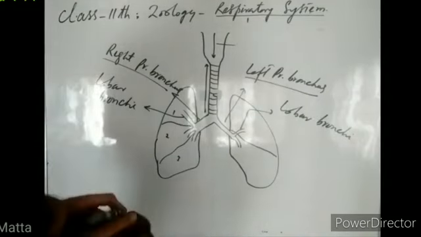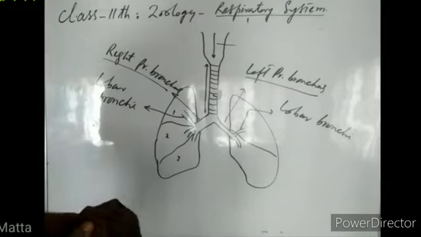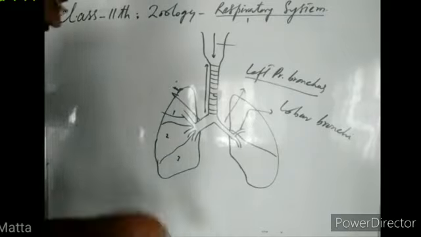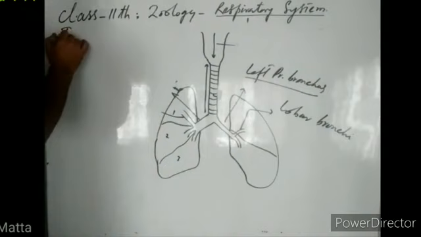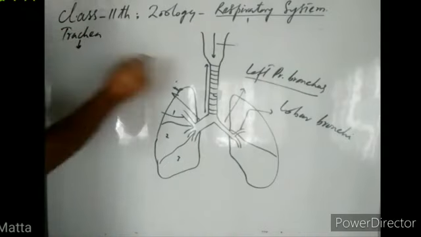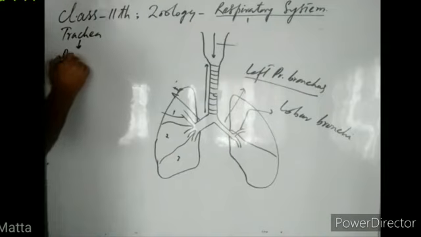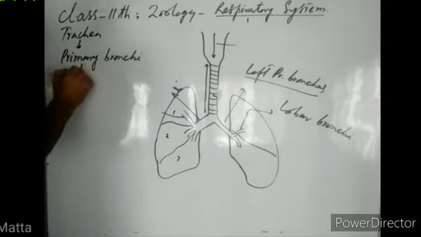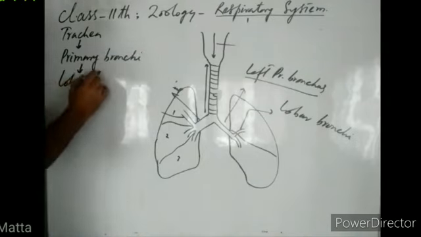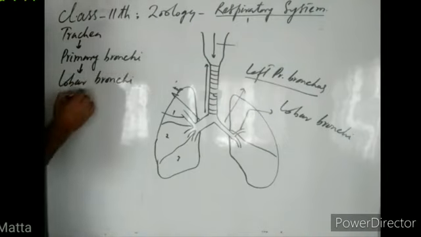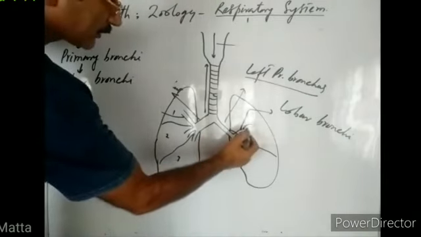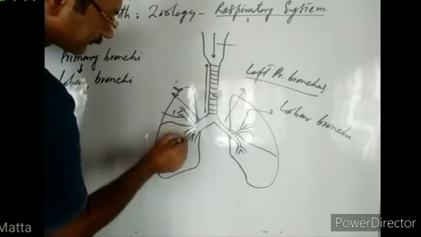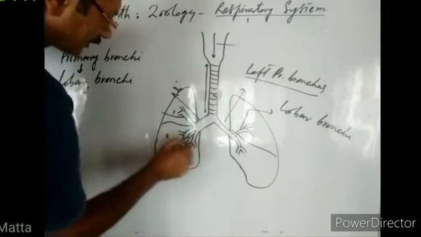Now, these lobar bronchi further divide inside the lungs. So we will study the further division of these branches inside the lungs. First we have the trachea. The trachea divides into primary bronchi. Primary bronchi further divide into lobar bronchi. These lobar bronchi will further divide into segmental bronchi.